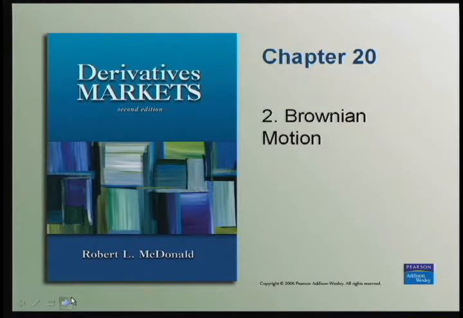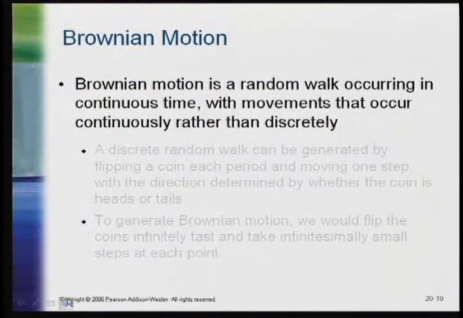In Module 2 of Chapter 20, we're going to look at Brownian motion, which is that mysterious dz term in the stochastic price process 20.1 that we were looking at earlier. So Brownian motion is basically a continuous version of a random walk.